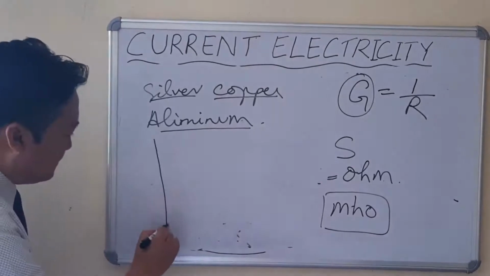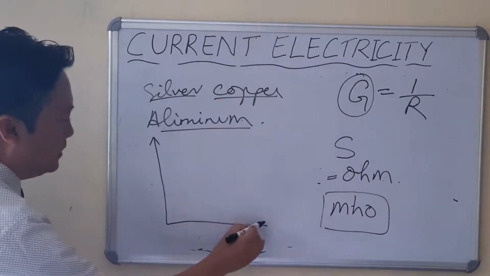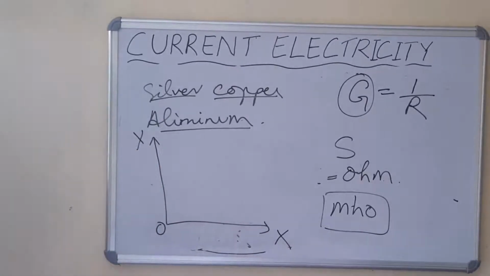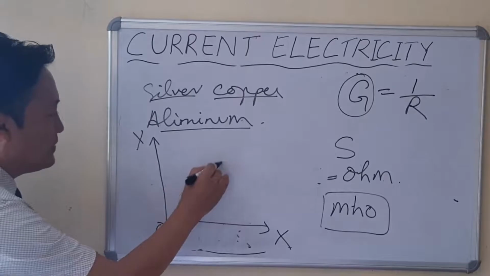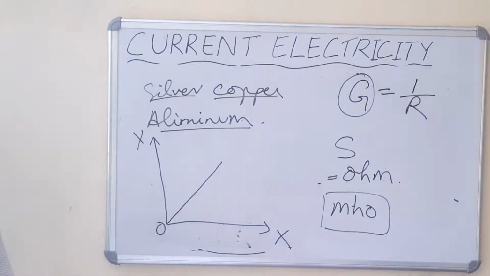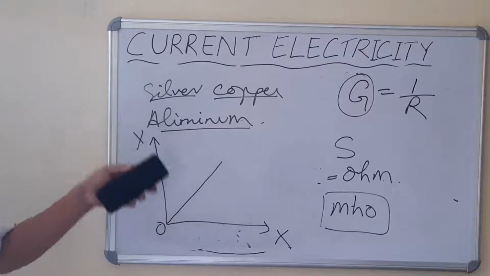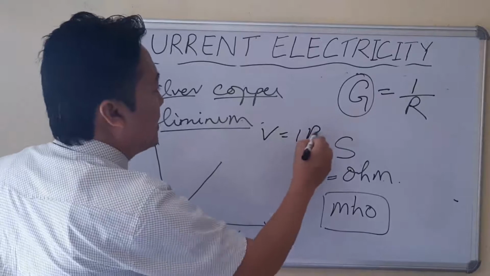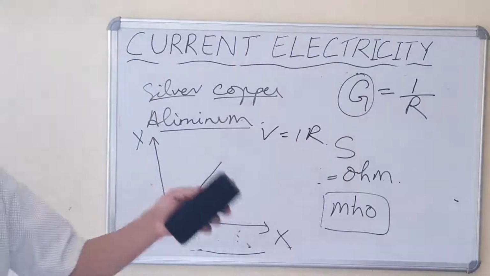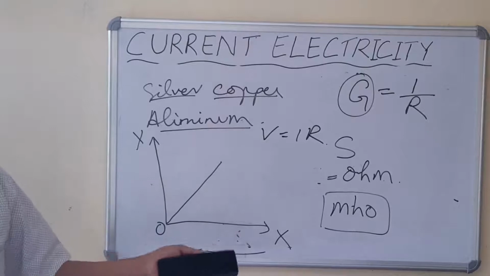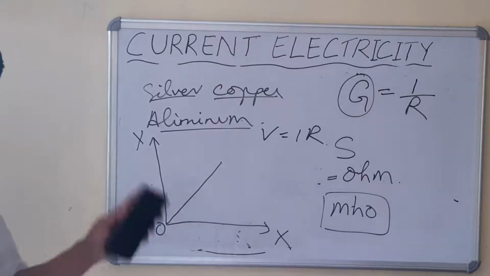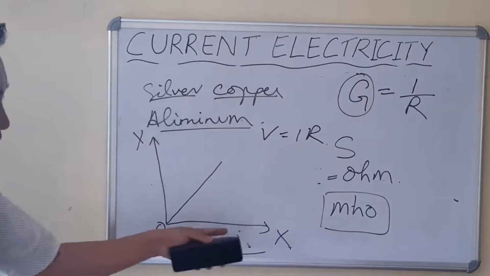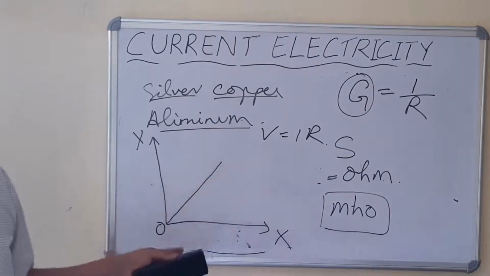When you draw the graph, this is the origin, this is the x-axis and y-axis. For an ohmic resistor, the graph is a straight line from the origin. That means ohmic resistors obey Ohm's law, V equals IR. Current is directly proportional to the potential difference, or potential difference is directly proportional to the current. So the graph is a straight line starting from the origin.